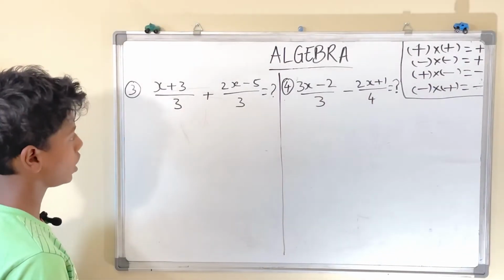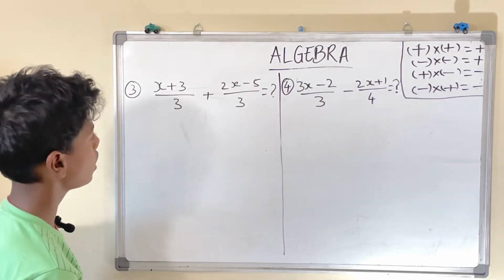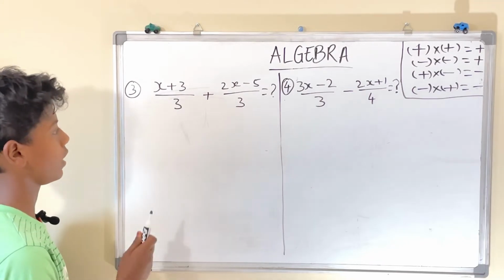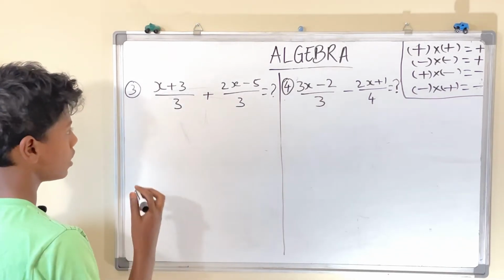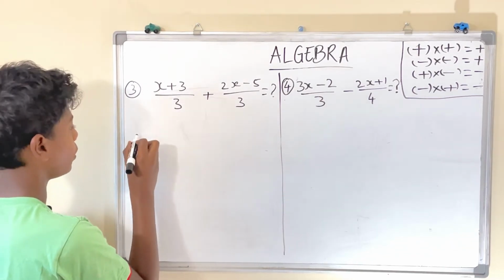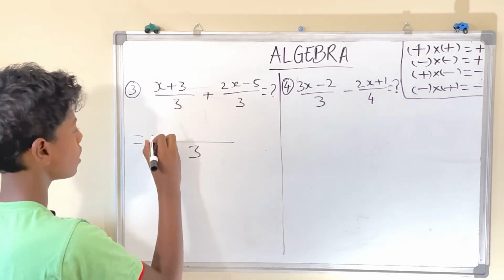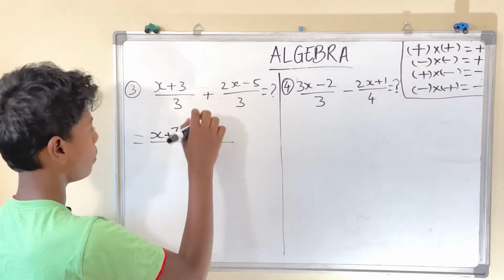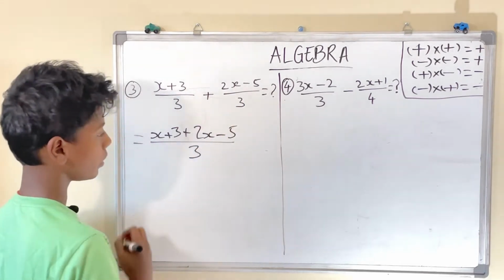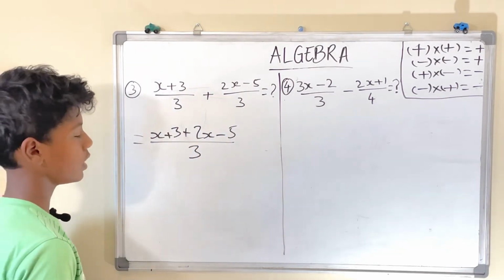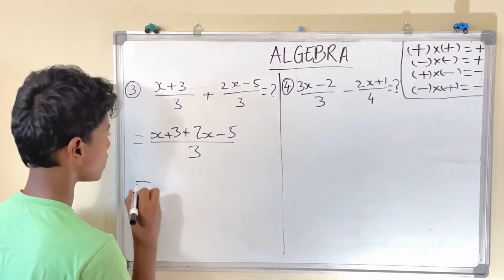x plus 3 over 3 plus 2x minus 5 over 3. So here again we're doing algebraic fractions, and we're going to simplify them. So here we have the common denominator is 3. So we can just put it as a whole denominator. So x plus 3, we're going to rewrite that, x plus 3, then plus 2x minus 5. So here, what we do is we just add our x's and then put our numbers aside. And so that's exactly what we're going to do.